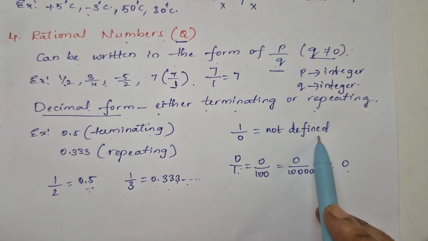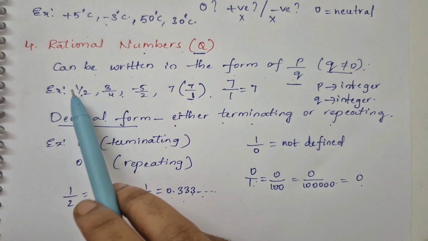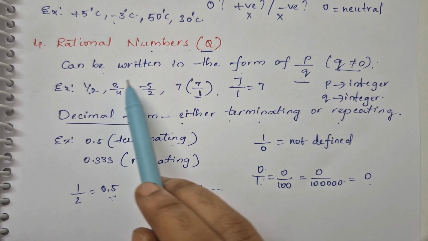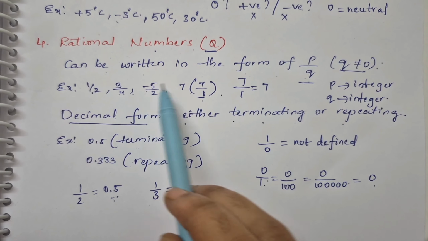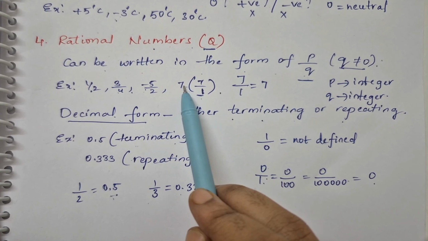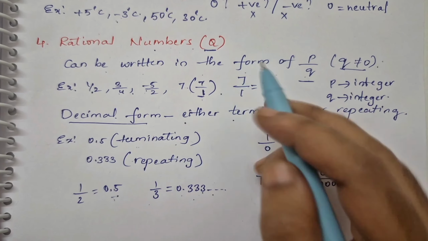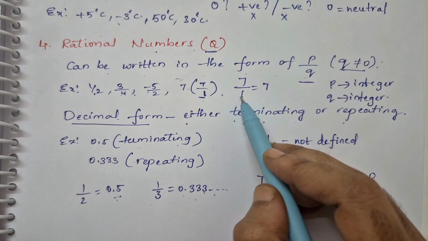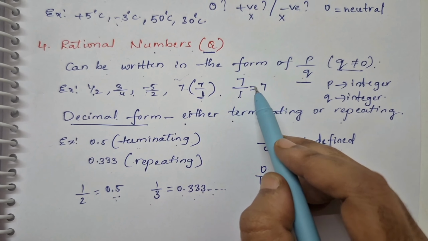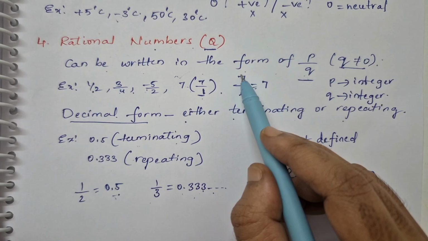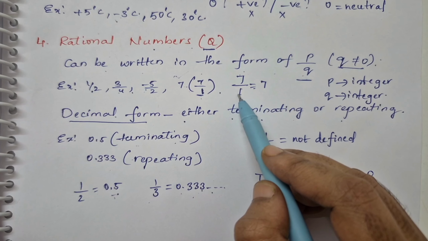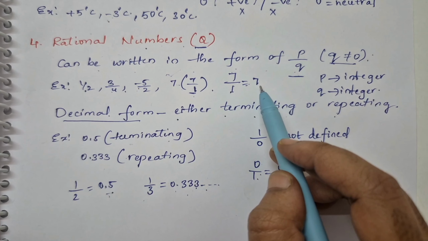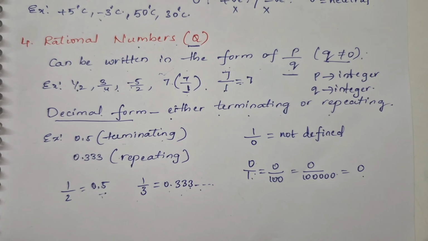So what are the examples of rational numbers? Here are some examples. 1 by 2, 3 by 4, minus 5 by 2, and 7. Is 7 a rational number? Yes, 7 is a rational number. Can we write 7 as 7 by 1? Yes, numerator 7 is an integer, denominator 1 is also an integer. 7 by 1 is equal to 7 only. Yes, all integers are rational numbers.